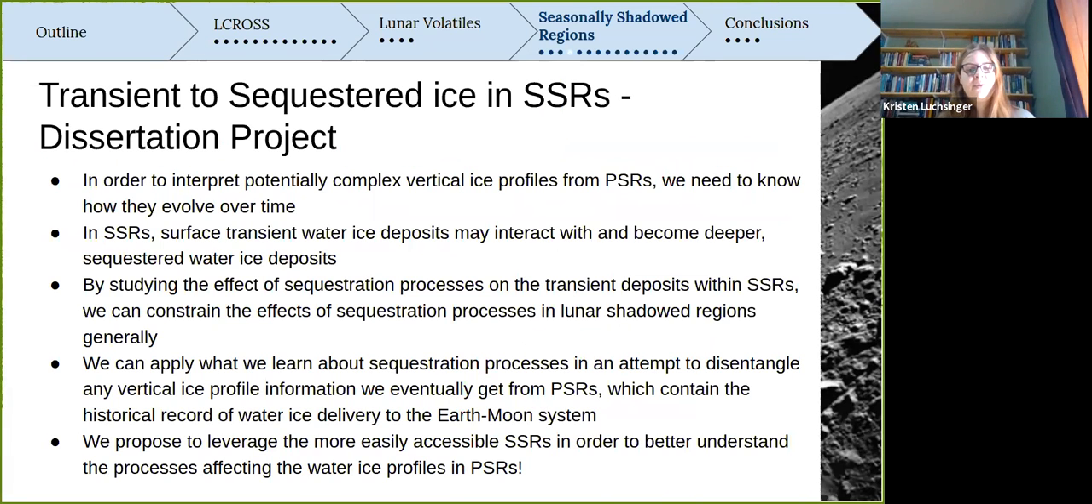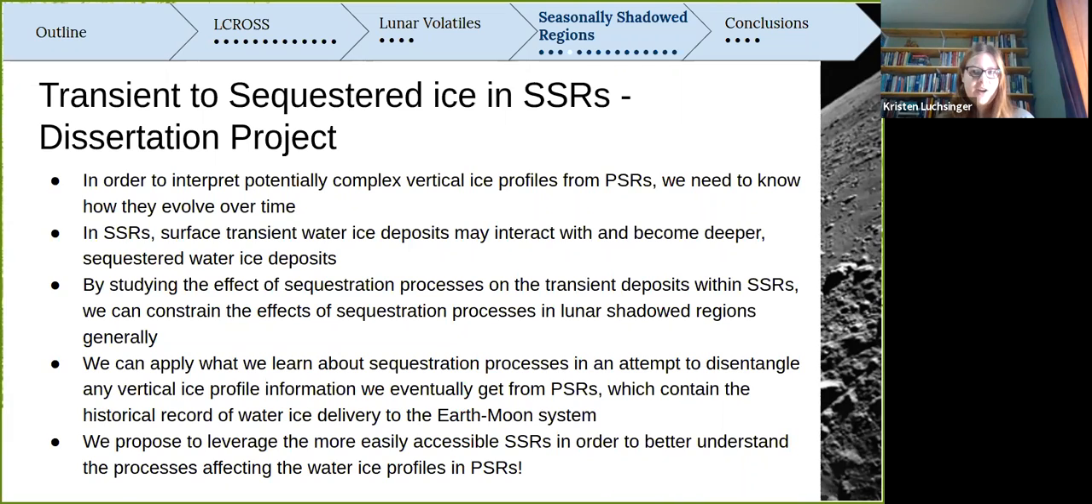Permanently shadowed regions are very hard to access. A seasonally shadowed region might be a more accessible way to learn more about the processes going on in a shadowed lunar region without actually having to go to a permanently shadowed region. And in a seasonally shadowed region, you have the surface transient water deposits, which are actively moving and interacting all across the surface of the moon, which we know now.